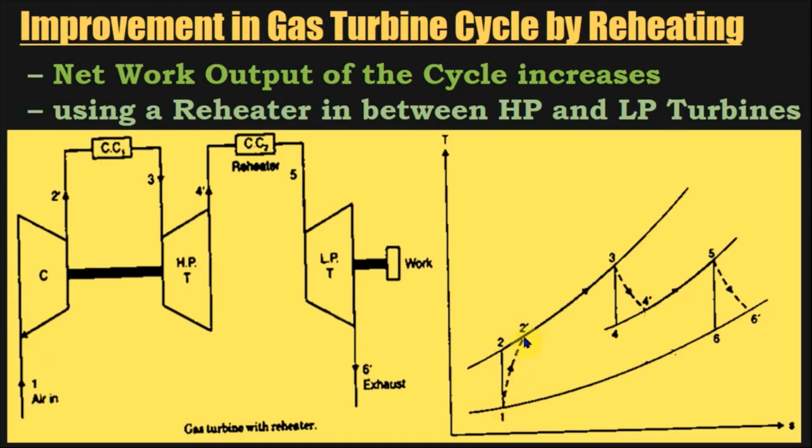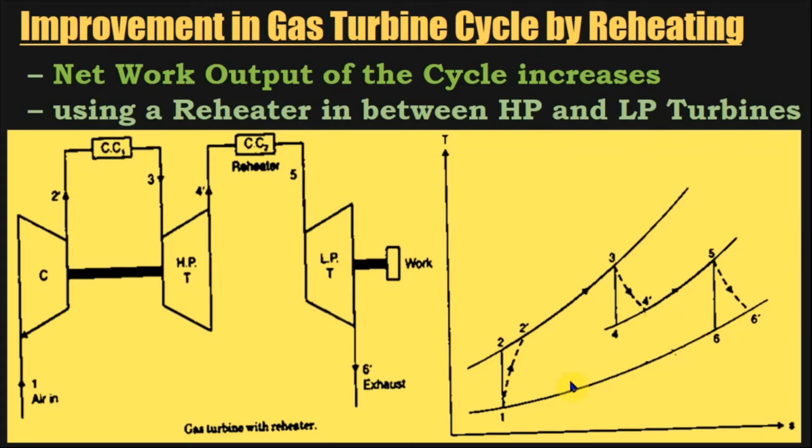In the TS diagram, the processes are represented like this. 1 to 2 dash represents the actual compression in the compressor. 2 dash to 3 is the heat addition process in the main combustion chamber, and 3 to 4 dash is the actual expansion in the high pressure turbine, and 4 dash to 5 is the additional process in this system, that is constant pressure reheating, and 5 to 6 dash is the actual expansion in the low pressure turbine.